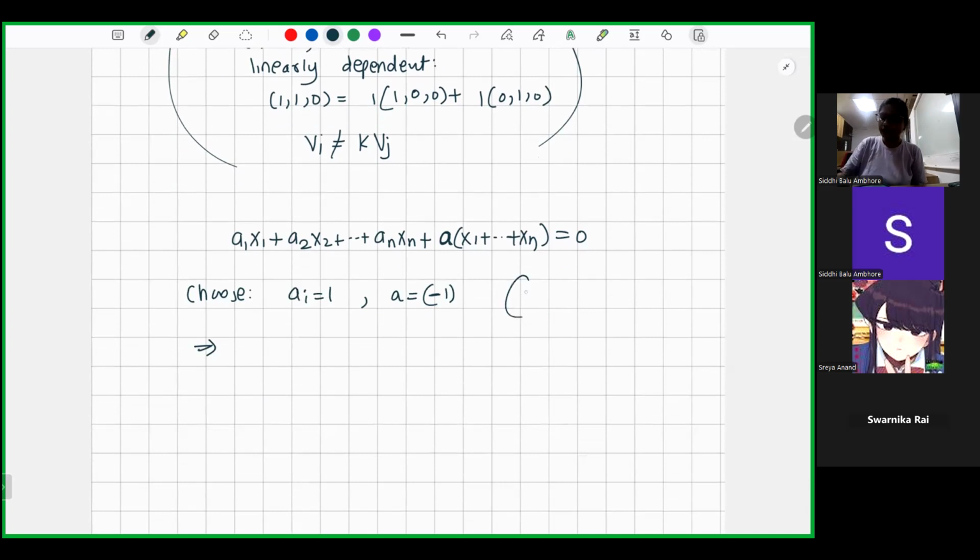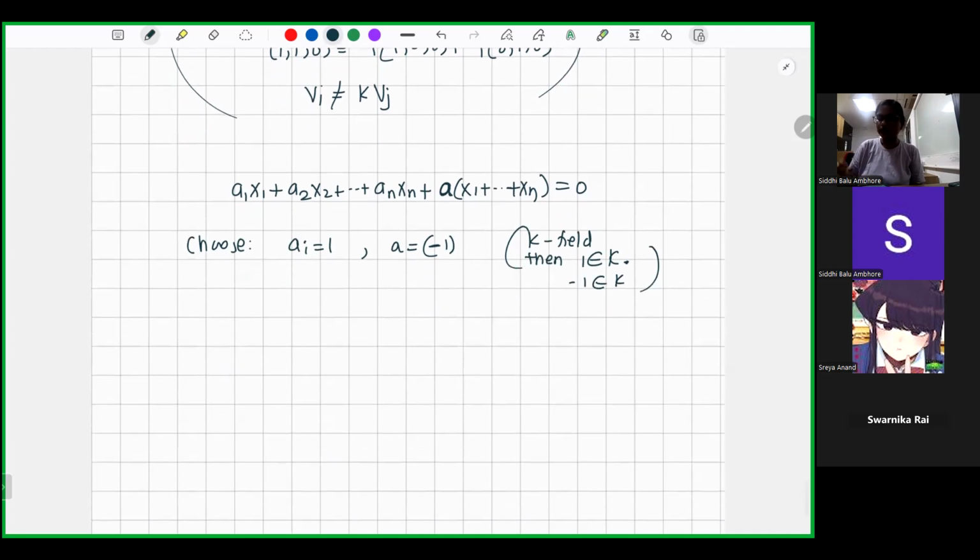If K is a field, then 1 belongs to K in all those fields. And once I have 1, minus 1 will also belong to it. It is the additive inverse; once 1 is there, minus 1 will be there. Minus 1 comes from the group structure of that field K. So 1 plus minus 1 is 0 and so on. So the base is the group structure for the field and everything.